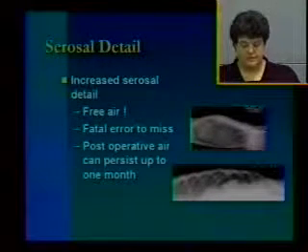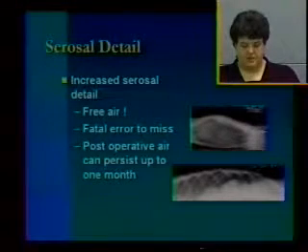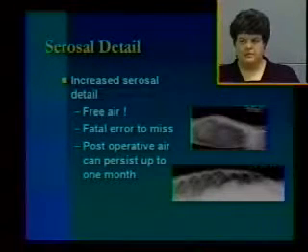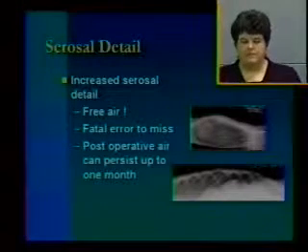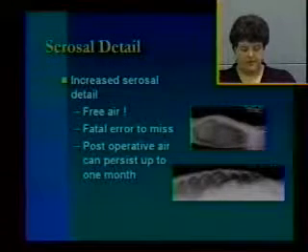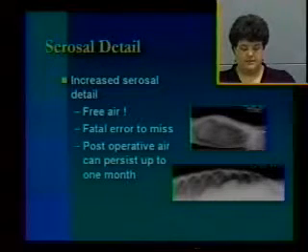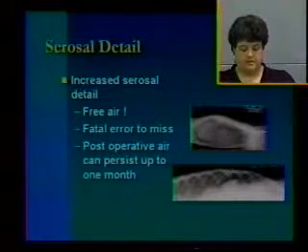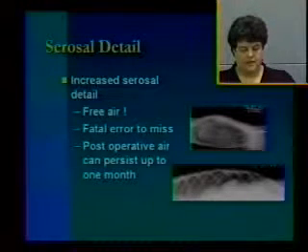So increased serosal detail, and you can see the top one is a cat that actually has air outlining all of its abdominal organs. That's what causes increased serosal detail. It's because you now have a means of producing contrast in a primarily soft tissue and fat body cavity. Again, it's a fatal error to miss it in the dog that's vomiting, because it means they probably have peritonitis, or at least they have a rupture that is going to progress to peritonitis. And just a reminder that postoperative air can persist for up to a month.